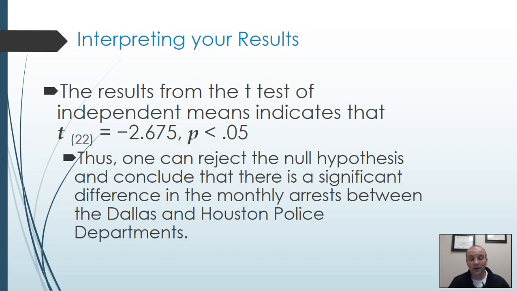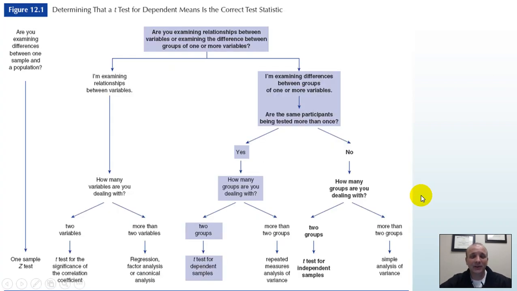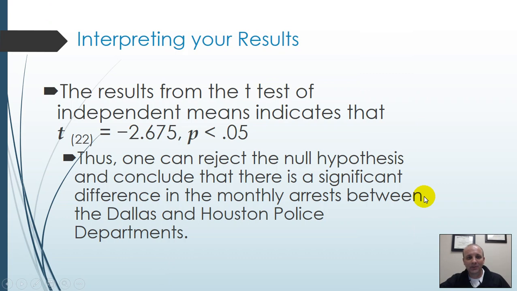There's not a significant difference because the T value does not exceed the critical value. Thus, the means between the two cities do not differ on a monthly basis. The rest doesn't mean anything, essentially, is what one would say. So that is for the independent means.